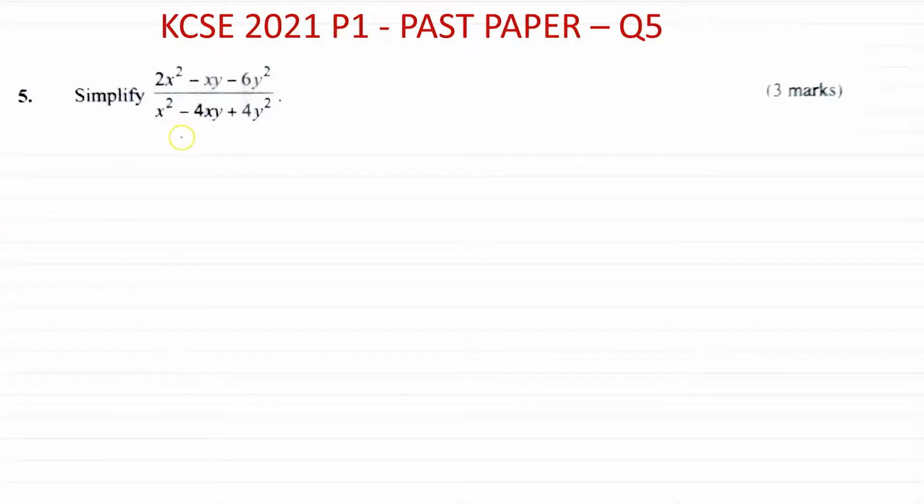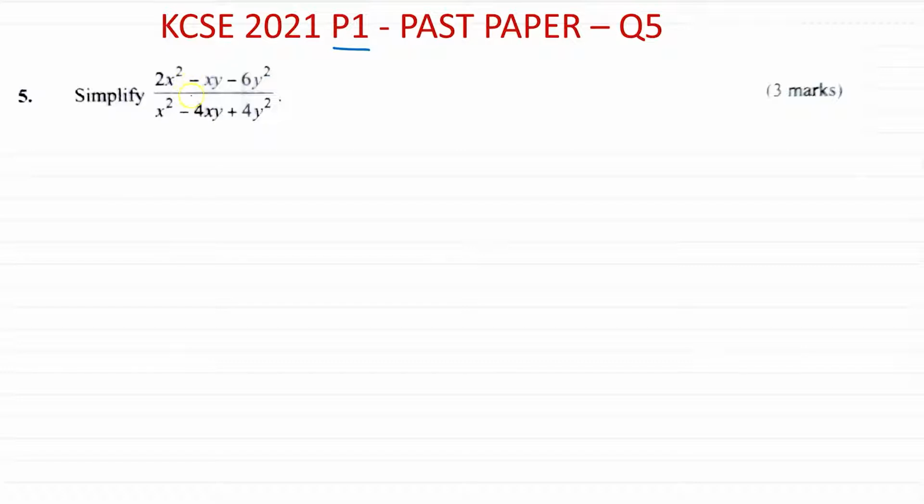This is question 5 from the KCSE Mathematics Paper 2021, paper 1. So it's question 5 and we are asked to simplify these algebraic fractions. You can see these are quadratic expressions. Now let's start with the top one. What do we have? 2x squared minus xy minus 6y squared.